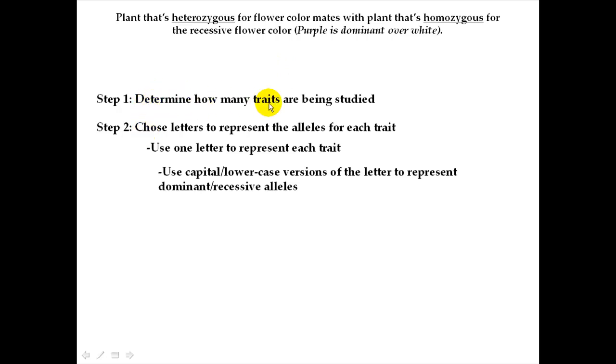How many traits are being studied? Just one, flower color. Step two, choose letters to represent the alleles for each trait. So again, we're only studying one trait, flower color. So that means that we should only be working with one letter here. It says use one letter to represent each trait. So one letter for each trait. We only have one trait, so we should only be working with one letter in this particular example.